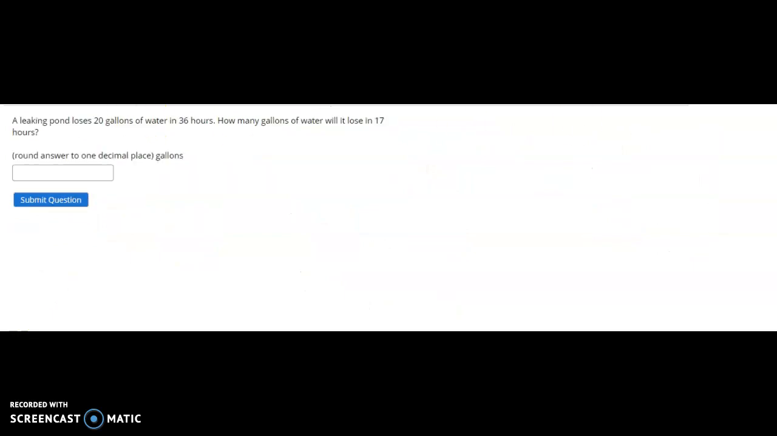Okay, this is our last problem. I actually wanted to do this one, number 23. A leaking pond loses 20 gallons of water in 36 hours. How many gallons of water will it lose in 17 hours? Totally a real life problem that you could have to figure out. So I've got my 20 gallons of water in 36 hours. The reason I'm writing the units here is so that when we set up this other ratio, we make sure hours and gallons of water are in the right spots. We need to know how many gallons of water it will lose in 17 hours.